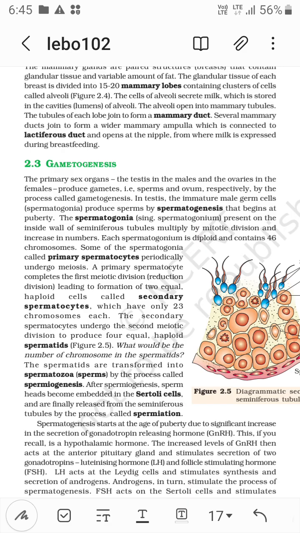So it produces four equal haploid spermatids. Now what would be the number of chromosomes in the spermatid? It is haploid, so it is 23.